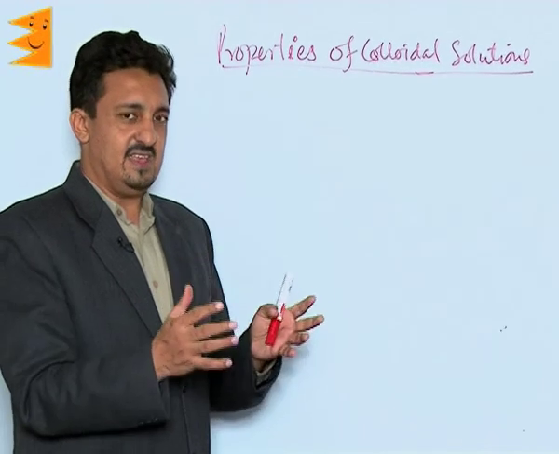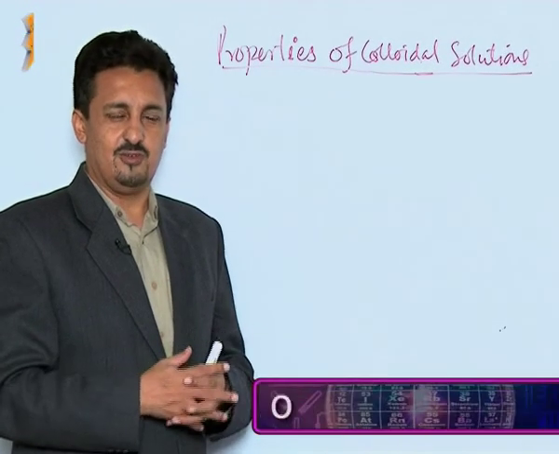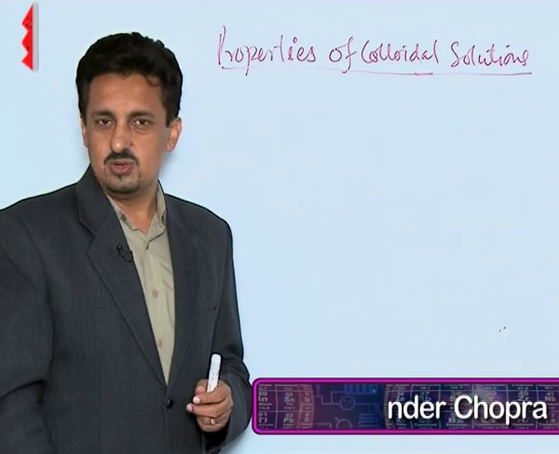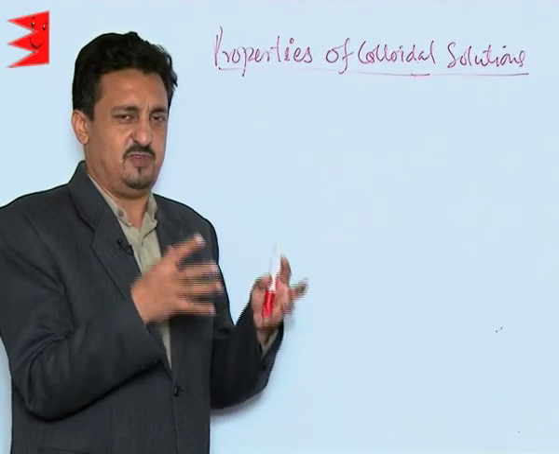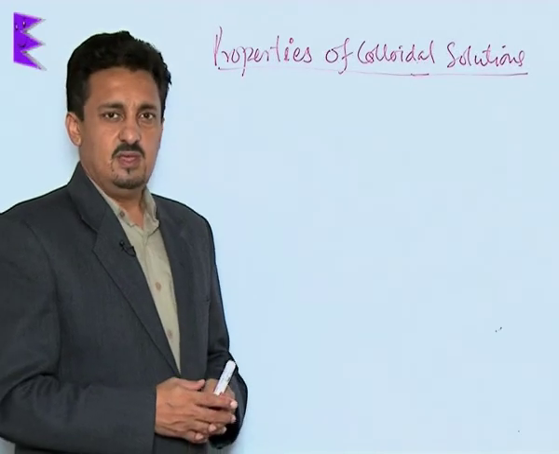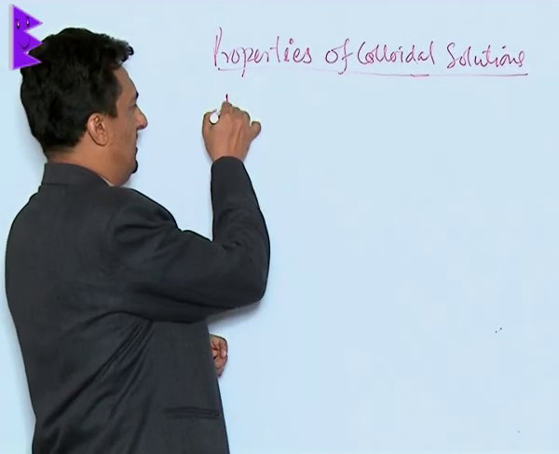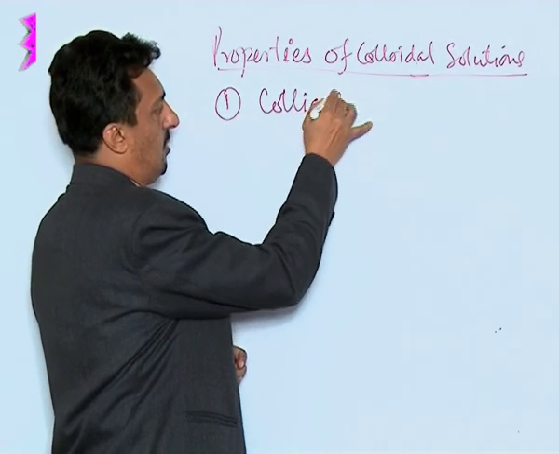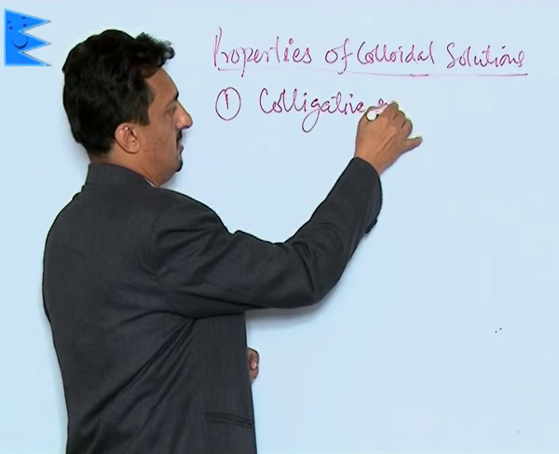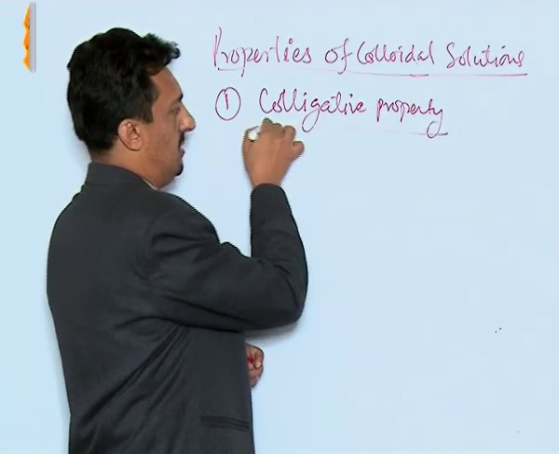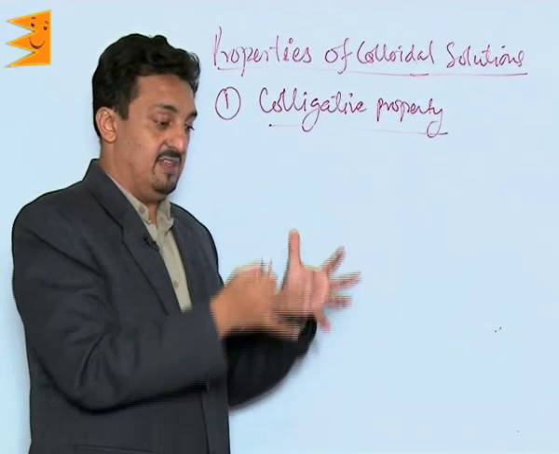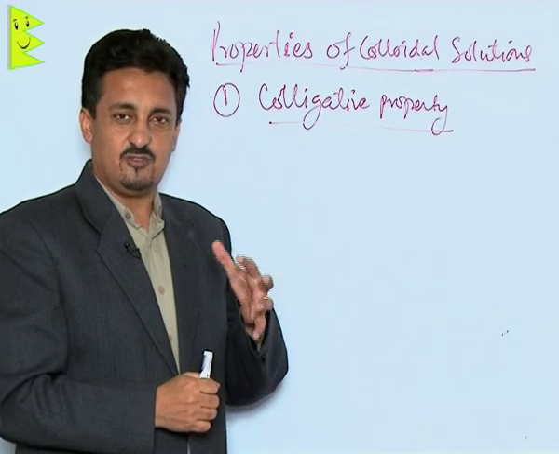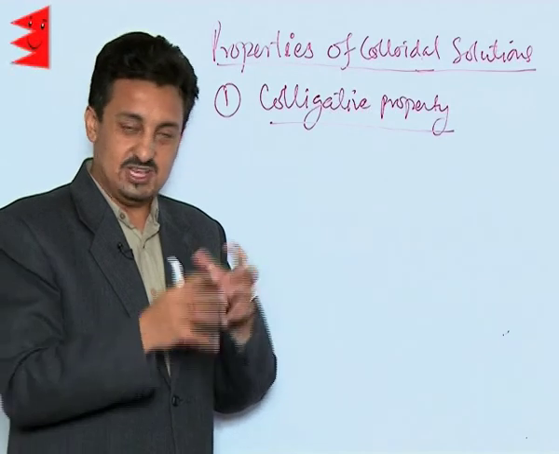Now, after understanding and studying the preparation and purification of colloids, let us now understand the properties of colloidal solutions, which are very typical, very specific to this system. The first property which they show is called colligative property. Yes, it is the same which we have done in the chapter Solutions: the property which depends on the amount of the solute in the solution and not on their nature.